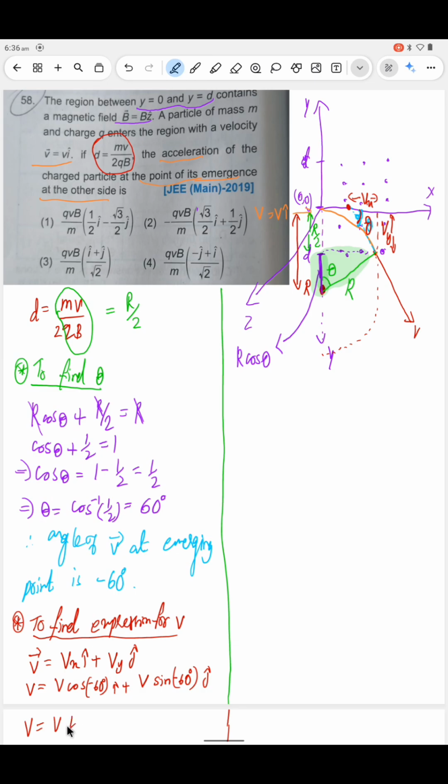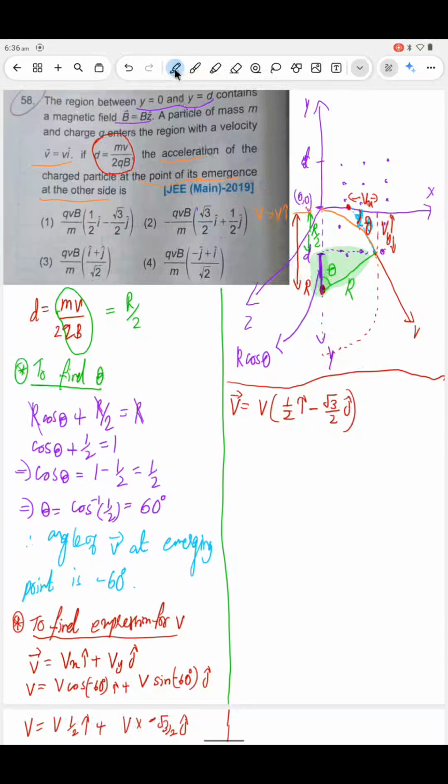So v into 1 by 2 i cap plus v into sin minus 60, which is minus of sin 60. Sin 60 value is root 3 by 2. So minus root 3 by 2 j cap. So we get v vector is equal to, let's take v outside, v times 1 by 2 i cap minus root 3 by 2 j cap. We got the expression for v.